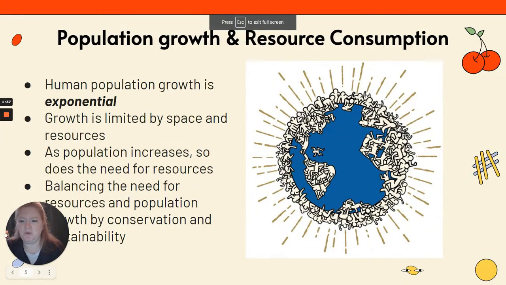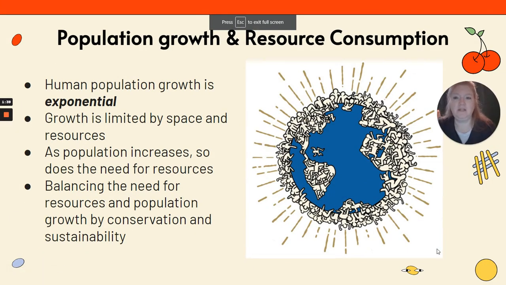Okay, so let's talk about the content. Population growth and resource consumption. Human population growth is exponential. That means it's increasing, but not just like a straight line, not even like a low incline. It's like this, increasing more and more and more, okay?